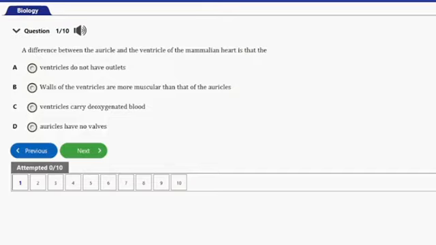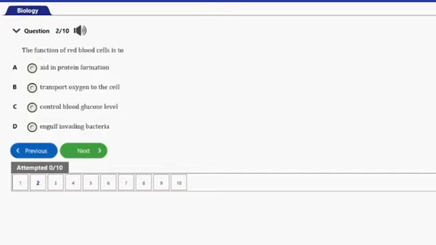Let's go ahead and consider the next question. That's question number 2. It says, the function of the red blood cells is to A. aid in protein formation, B. transport oxygen to the cell, C. control blood glucose level, D. engulf invading bacteria. The red blood cell has a sole function of transporting oxygen to the cell, and that's the answer to this question, option B.